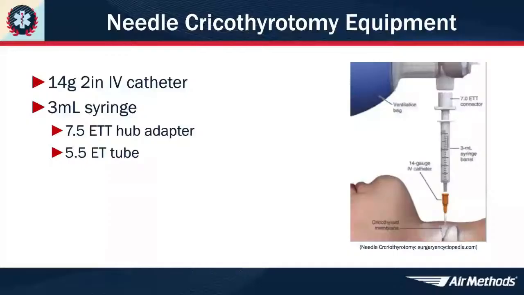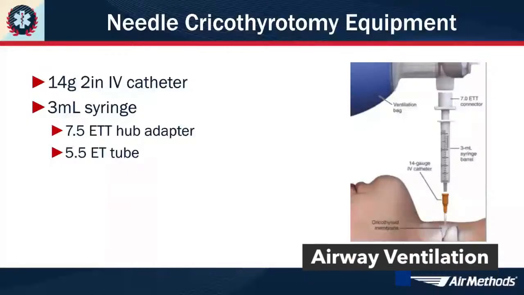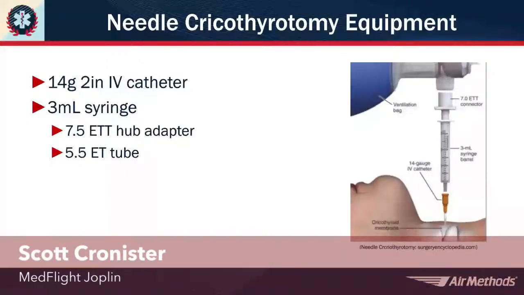This talks about some different hub adapters that you can use. A 7.0 ET connector will go right onto a 3 ml syringe to be able to hook your BVM right onto that.